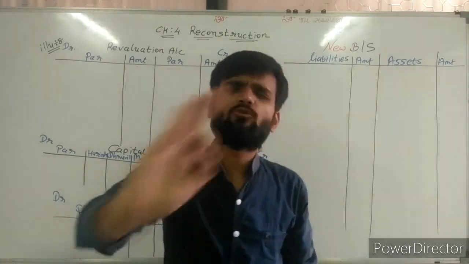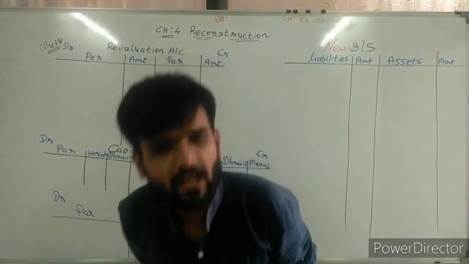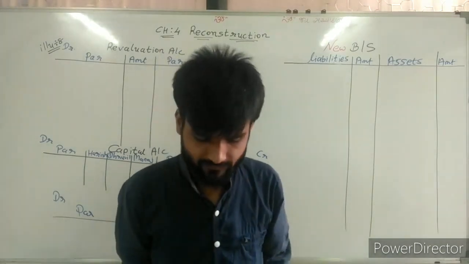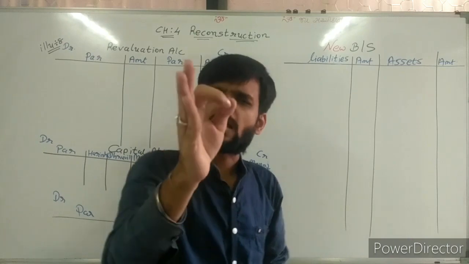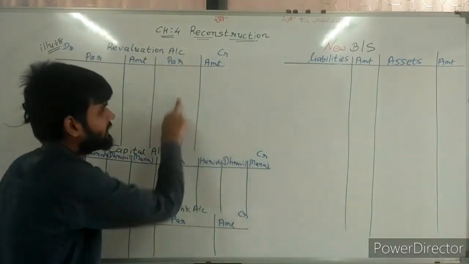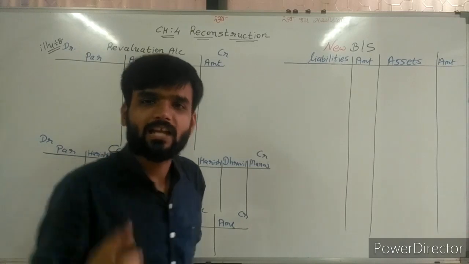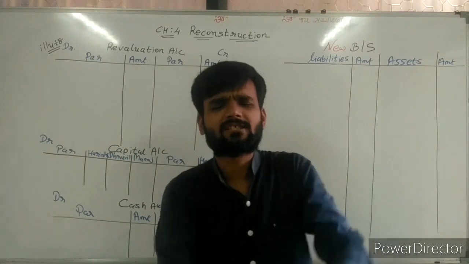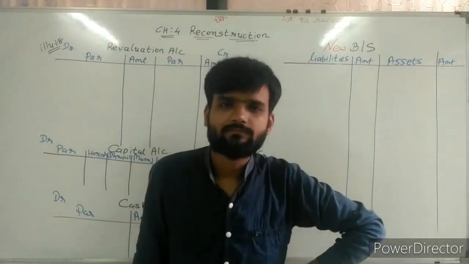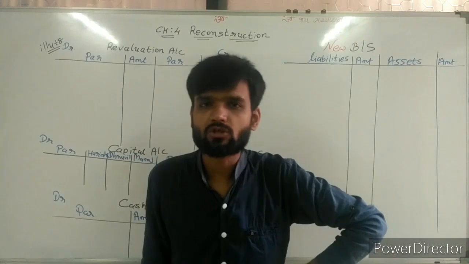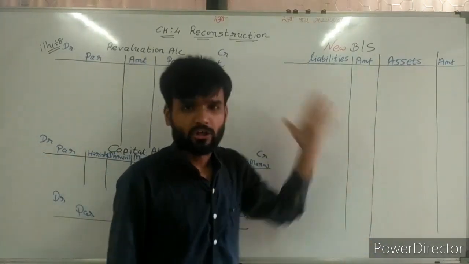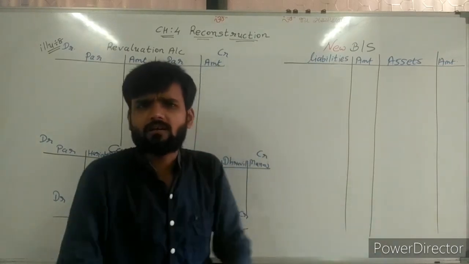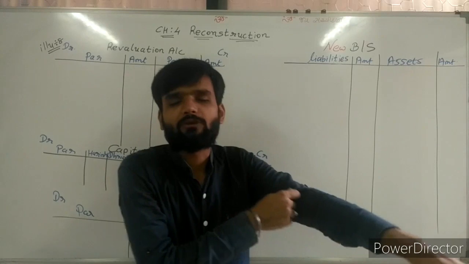Now sir, how can we prepare the revaluation account? There is a very easy rule. What is the easiest rule? If you are happy, then credit it in the revaluation account, and if you are sad, then debit it to the revaluation account. Only this rule will help you prepare the revaluation account as well as the new balance sheet. But how happy and sad? Try to understand now.